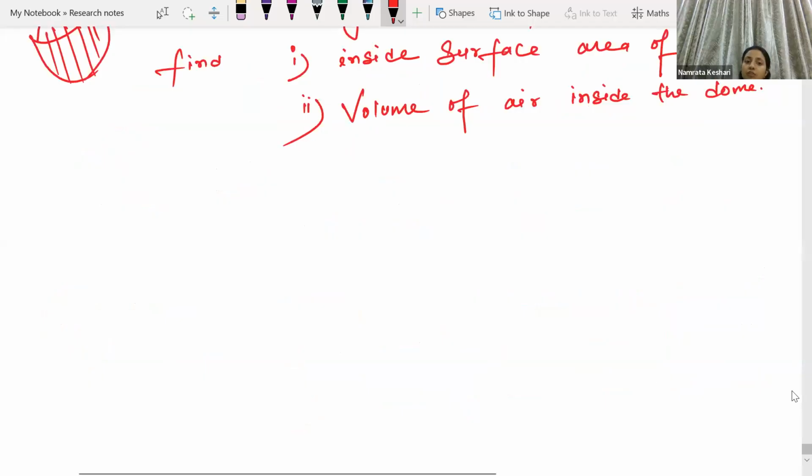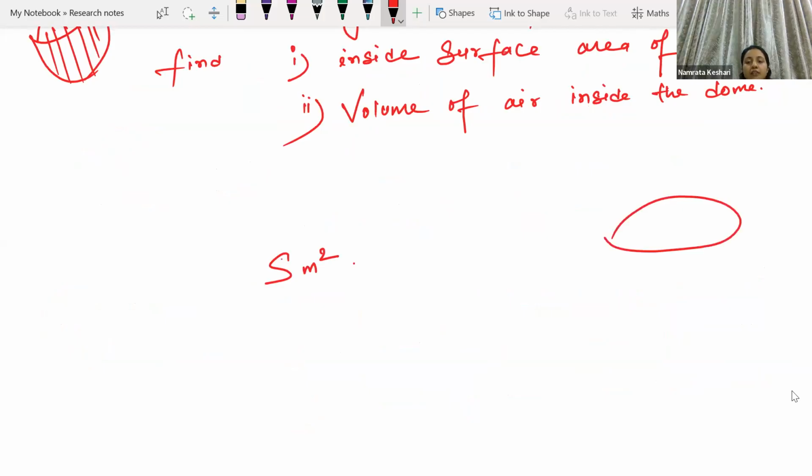Whatever the surface area is, we divide the total cost of painting by the cost per square meter. Exactly. Suppose S is the surface area of this portion which you have painted with white color. Suppose the surface area is S meter square.